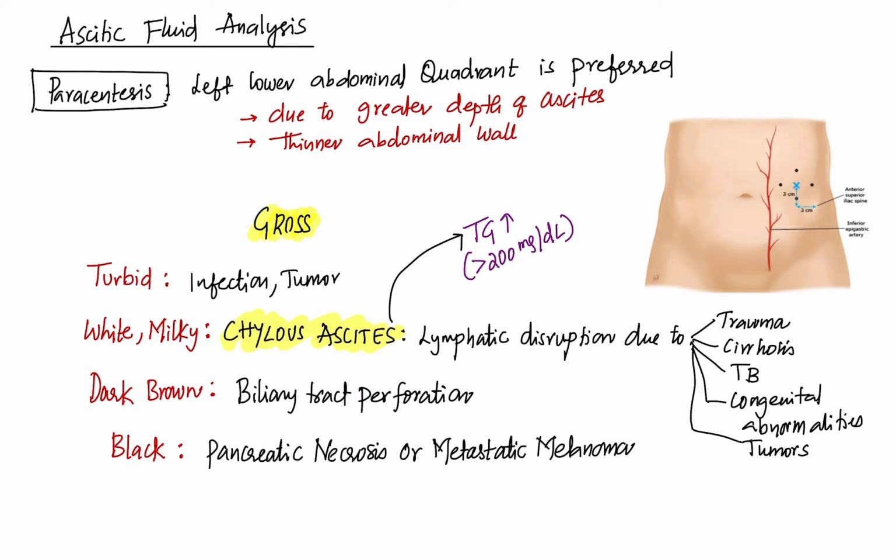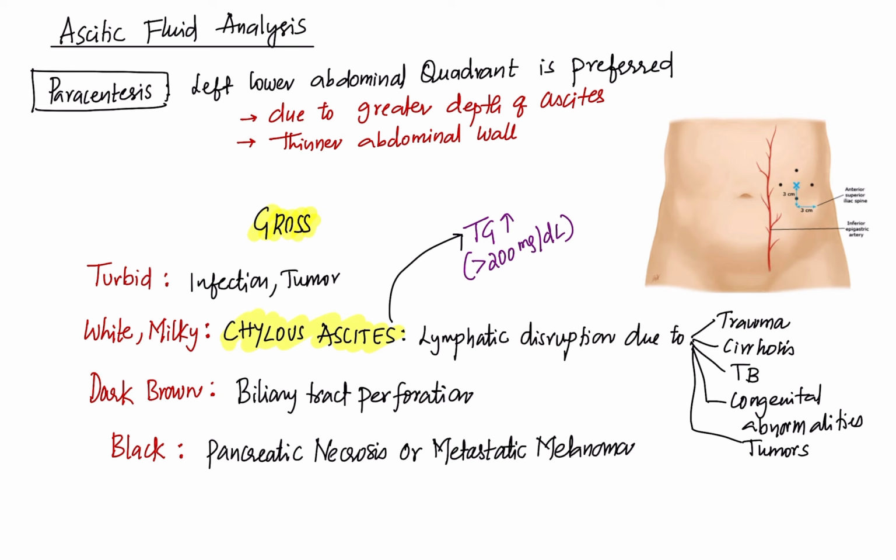Why do we prefer the left lower abdominal quadrant for paracentesis? Because it has greater depth of ascites and also a thinner abdominal wall. So what is the location? You have to measure from the anterior superior iliac spine, 3 centimeters to the right, and from there 3 centimeters up. This is the site of insertion of your ascitic fluid needle for aspiration.